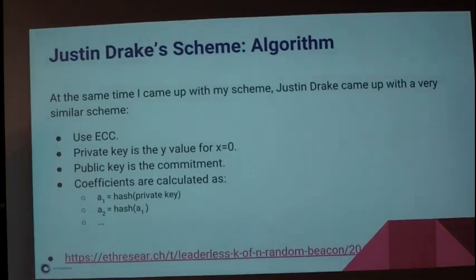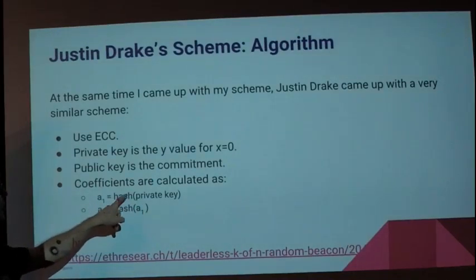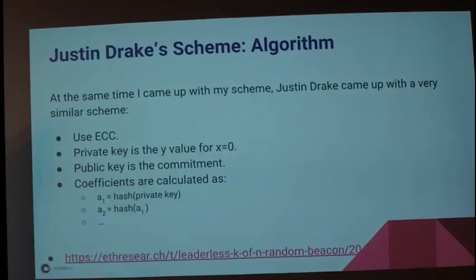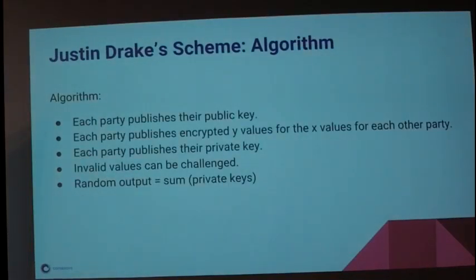And you calculate the coefficients by using an algorithm where you take the hash of the private key, and then you do sequential hashing to give you the other values. So it's all essentially based on the private key as your coefficients. And that should be mod P as well. And then each party publishes their public key, and then they publish their encrypted y values for each of the X values for each of the other parties, and then they publish their private key.